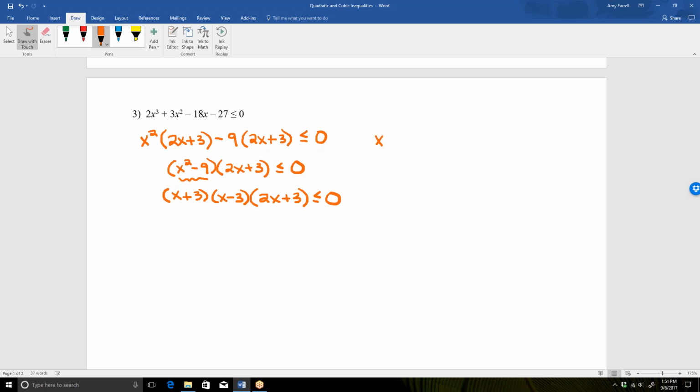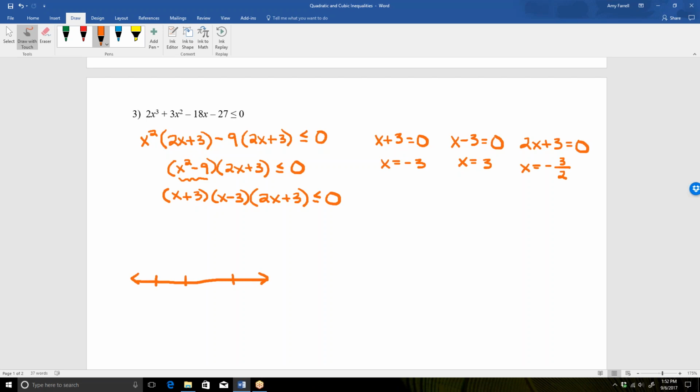Now, just as we've done in the last two examples, I'm going to solve the corresponding equation, and then I will plot on my number line these three numbers that I get. So when I solve the first equation, I get x equals -3. Then I get x equals 3. And then over here we have -3/2. So these three numbers are going to get plotted on my number line.